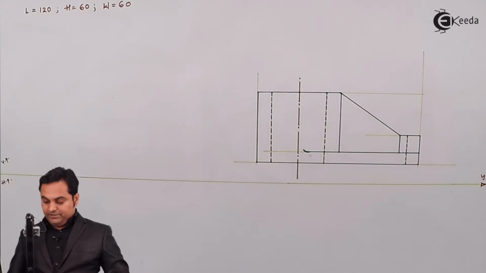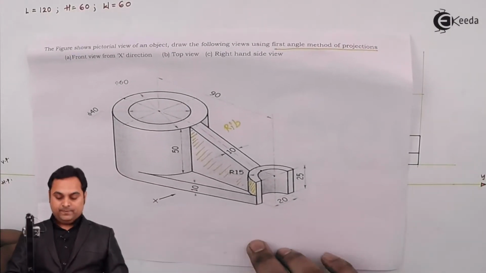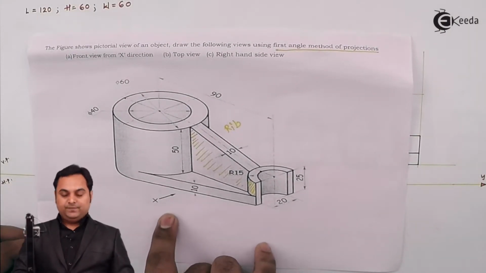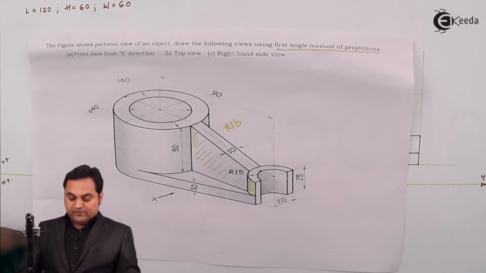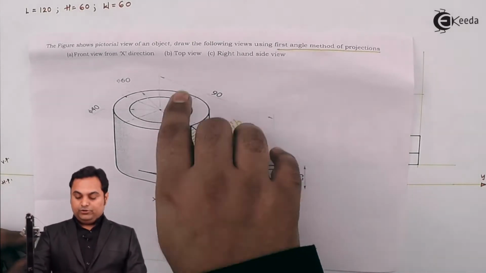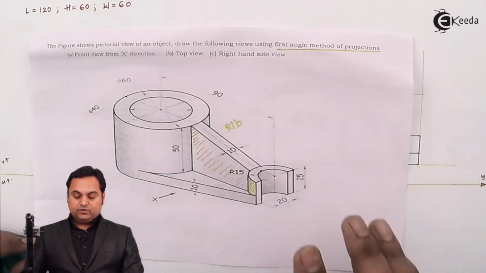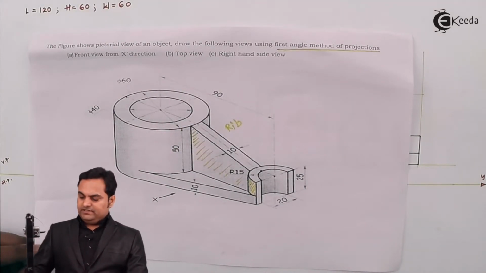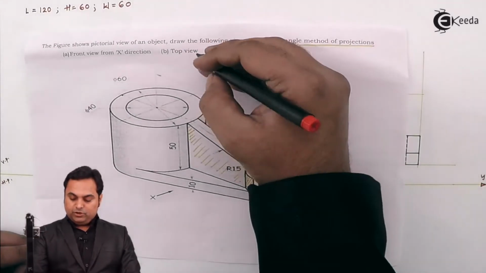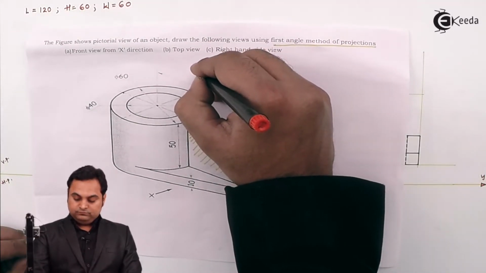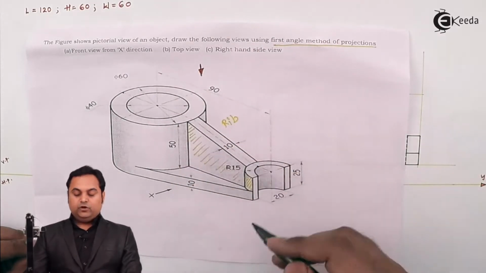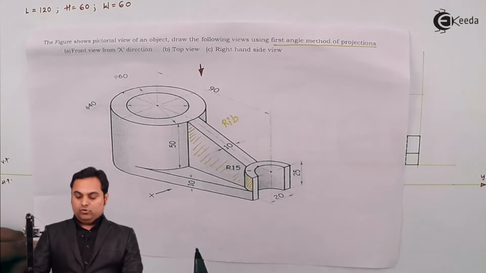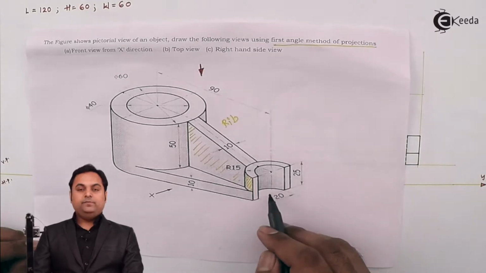So here we complete the front view of the object looking along x direction. Then after completing the front view, we have to draw the top view, and in case of top view the height won't be visible. That is, if we are looking at an object from top, then the height of the object will not be visible.